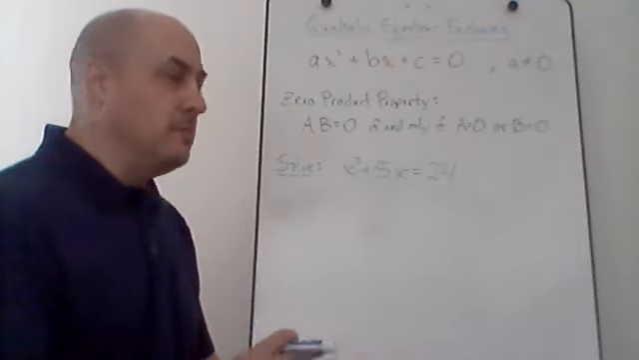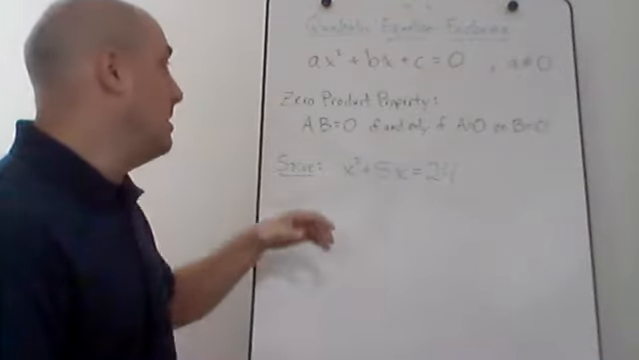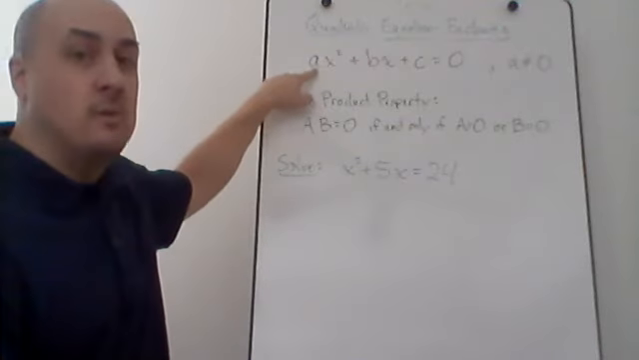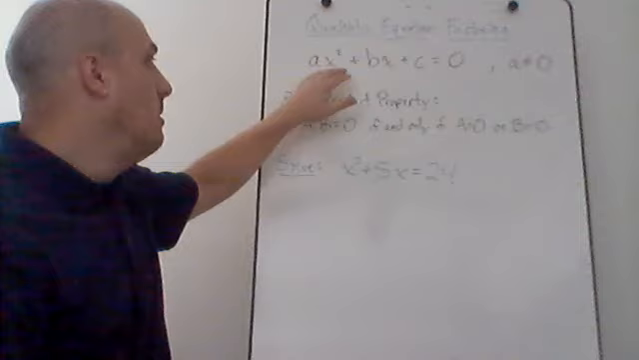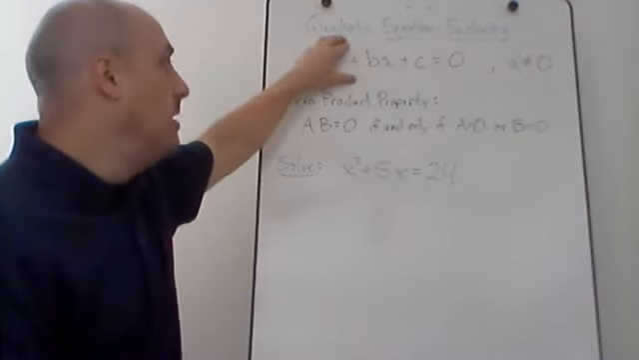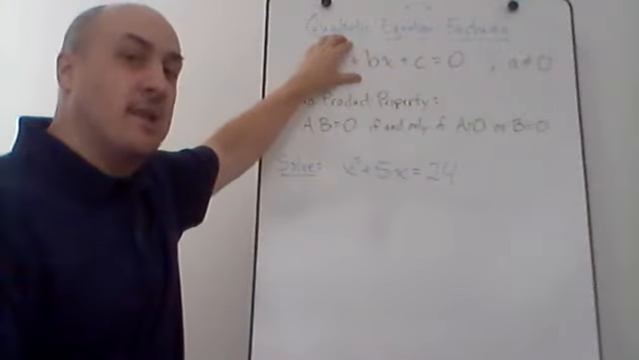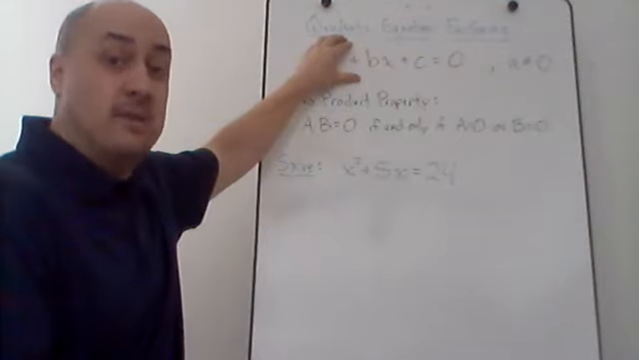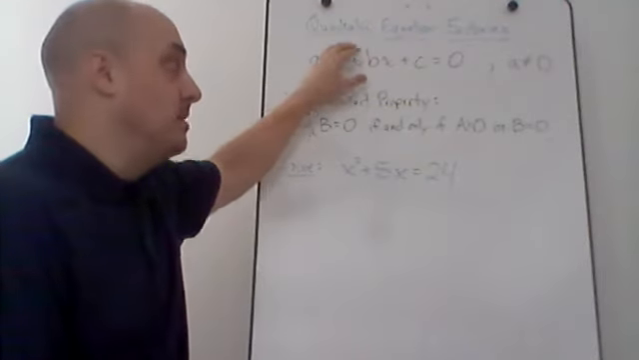Right? And the reason we have to put that stipulation in there that a cannot equal 0 is because if a was equal to 0 and we had 0x squared, well then we wouldn't have an x squared there, we would just have bx plus c, and that's not a quadratic equation because it doesn't have the x squared, so that would just be a linear equation, right?